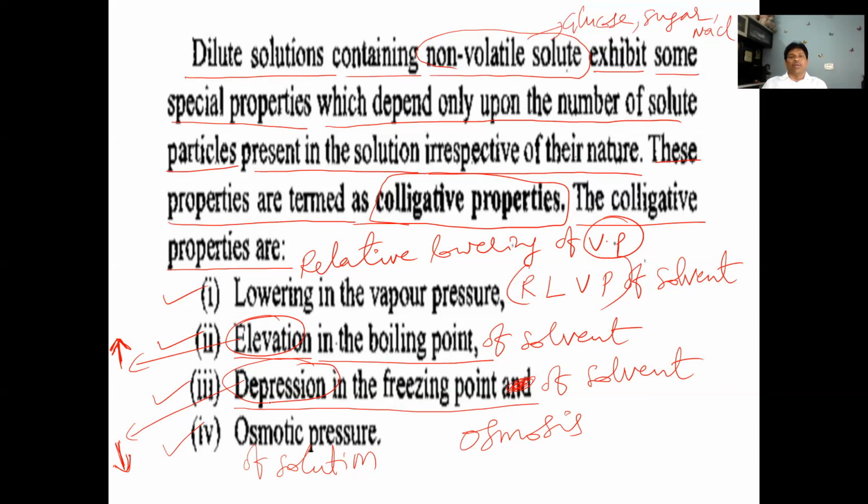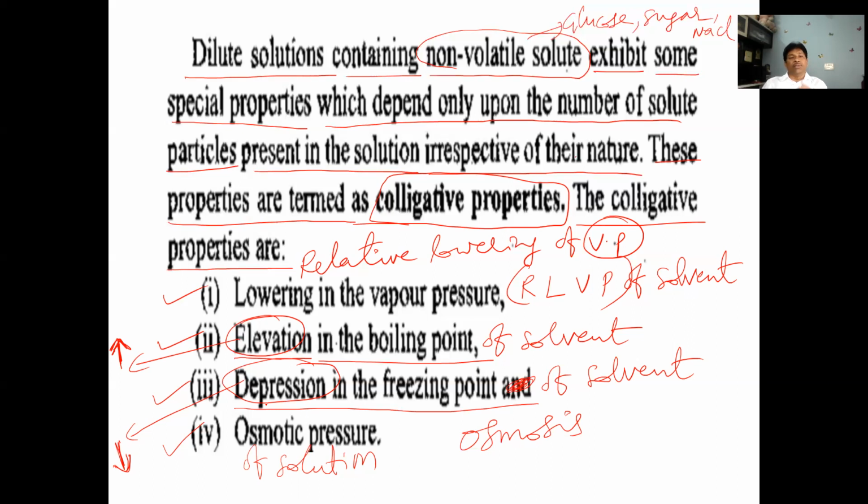After adding the non-volatile solute, we got a solution. That solution has some vapor pressure. Now, which vapor pressure will be greater here? Does the solvent have greater vapor pressure, or does the solution formed? The solvent has greater vapor pressure. Lowering means decreasing. So initially the pure solvent has more vapor pressure, and finally the solution formed has less vapor pressure. This is called lowering of vapor pressure.